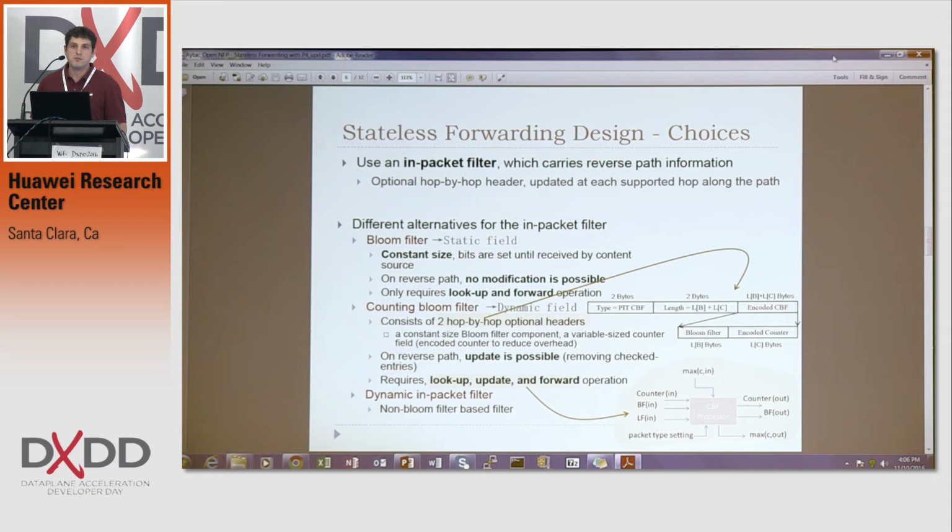We can use a counting Bloom filter, which can address some of the problems with the Bloom filter. It's dynamic. It uses 2 hop-by-hop optional headers, a constant size Bloom filter, and a variable size counter field. This is an optimized encoded counter. So on reverse path, we can update, and we can remove the matching entries. But it introduces additional complexity as we need to update at each hop. We can also use a dynamic in-packet filter. This is like appending labels at each hop. So we can just remove the labels when the data packet is returned.